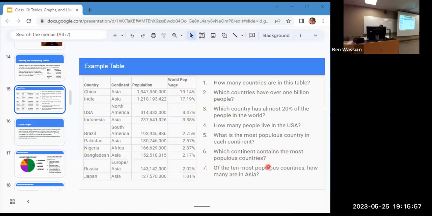And then of the 10 most populous countries, how many are in Asia? Well, this is 10 countries. So 1, 2, 3, 4, 5, 6, and 7. Yeah, we'll count Russia. So, I mean, pretty much everything except for Nigeria, Brazil, and US, right? And that's really like, as long as you can look at a table and be able to interpret the data, that's all you really got to worry about, right? That's not bad.